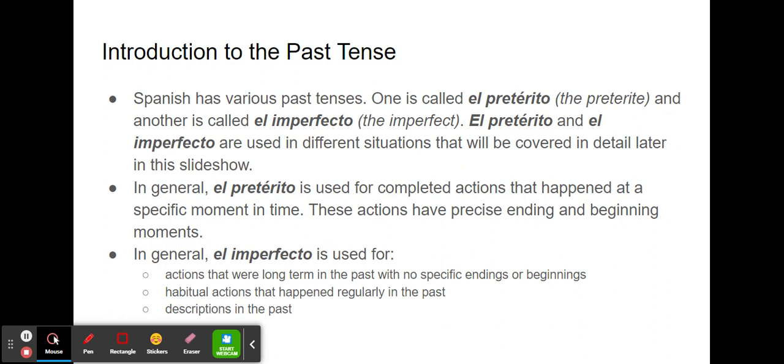I want to start out by explaining that Spanish, just like English, has multiple different past tenses. We in English use a whole bunch of different past tenses all the time. We don't realize that we're using different past tenses. The same thing is happening in Spanish.